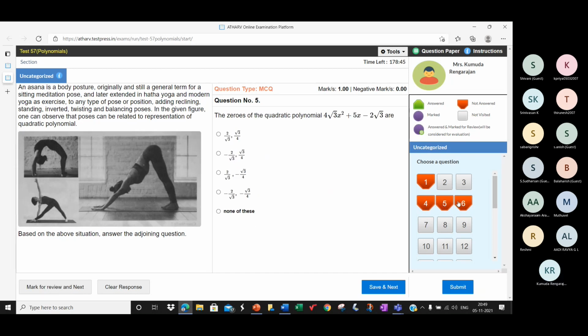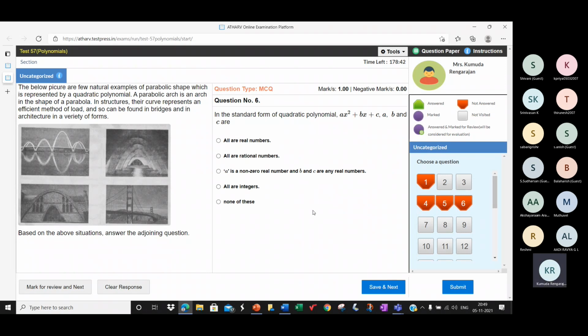Yes, in the standard form of a quadratic polynomial, ax square plus bx plus c, a, b, and c are, yes, Priya, come again. A is a non-zero real number and B and C are any real numbers, ma'am. All right, correct. A should not be 0, so A should be a non-zero real number, but B and C can be any real numbers. Correct.